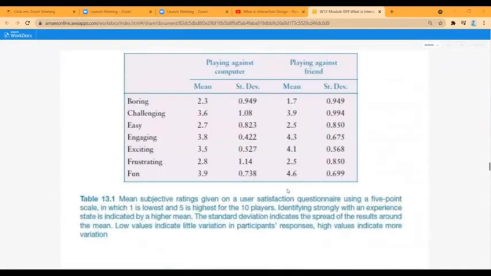Okay. In table 13.1, mean subjective ratings given on a user satisfaction questionnaire using a 5-point scale, in which 1 is lowest and 5 is the highest for the 10 players. So identifying strongly with an experienced state is indicated by a higher mean. The standard deviation indicates the spread of the results around the mean. So low values indicate little variation in participants' responses. So high values indicate more variation.